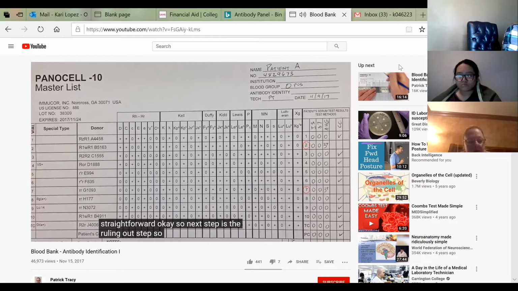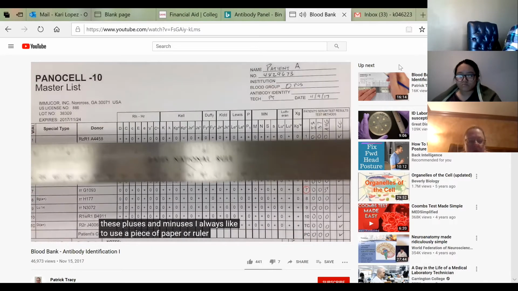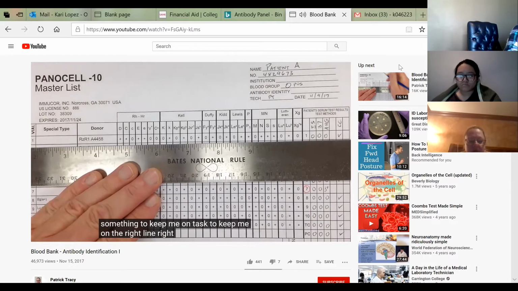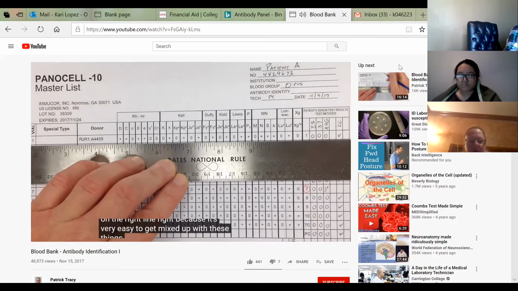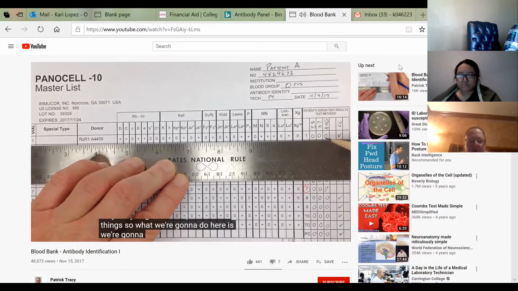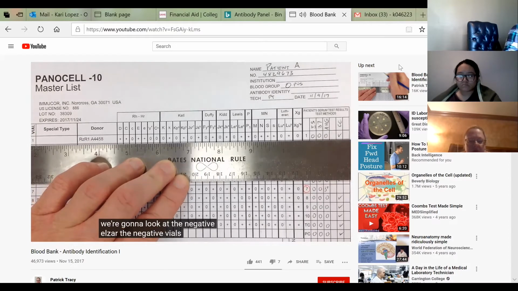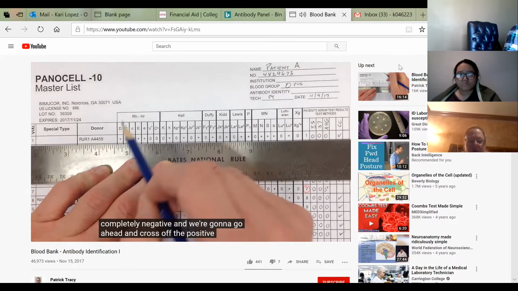So when we do this, you have all these boxes, all these pluses and minuses. I always like to use a piece of paper or a ruler or something to keep me on task, keep me on the right line, right? Because it's very easy to get mixed up with these things. So what we're going to do here is we're going to look at the negative sides or the negative vials. Vial 1 is negative, and we're going to go ahead and cross off the positive antigen.